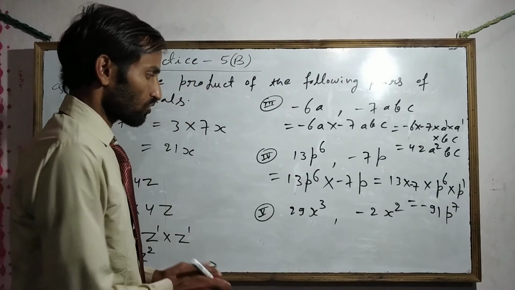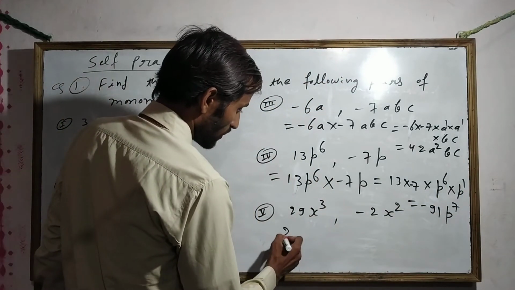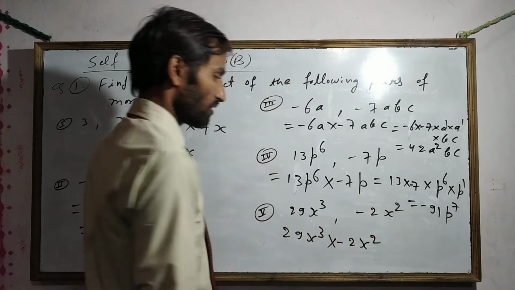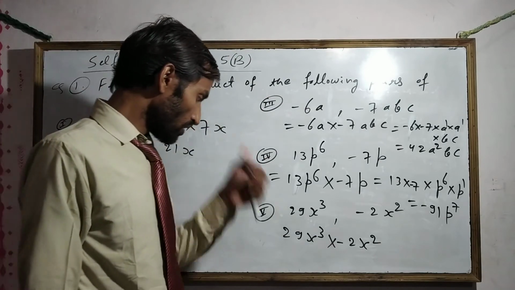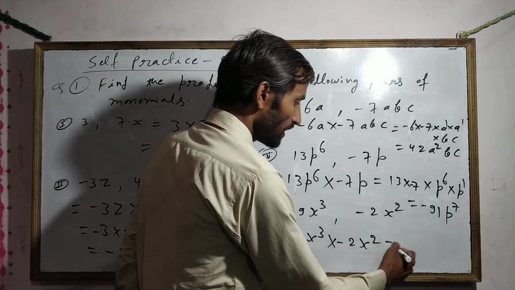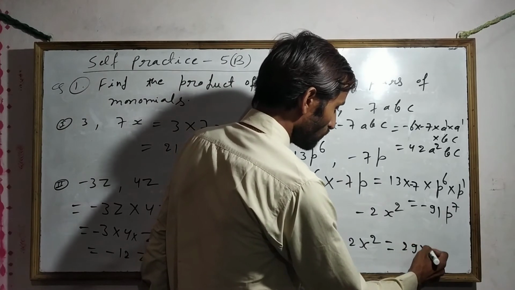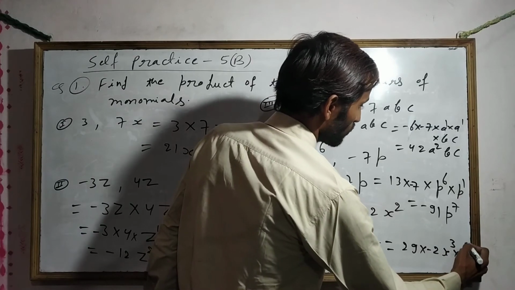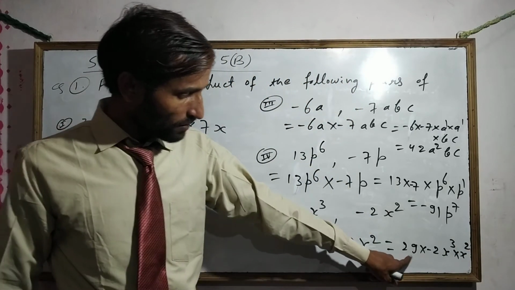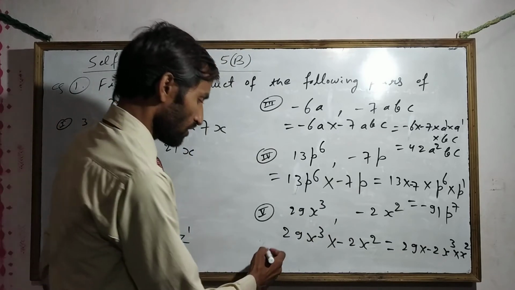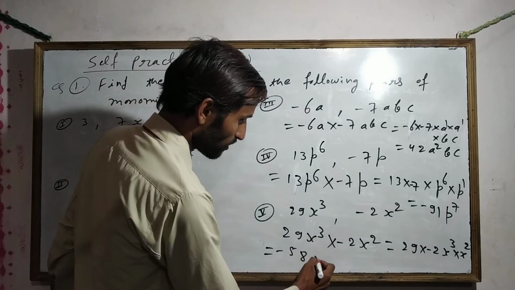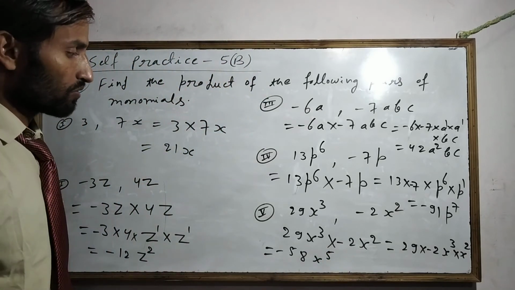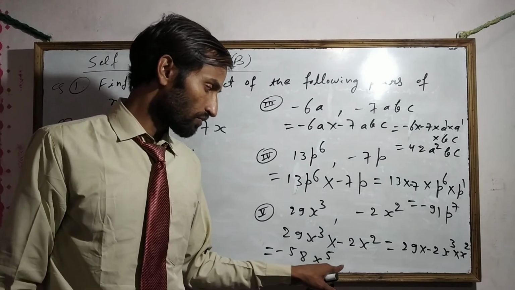Next one, 29x power 3 multiplied by -2x power 2, x square is given. Now we multiply number to number, 29 into -2, and variable to variable, x power 3 into x power 2. 29 times 2 is 58, so -58, and x power 5 will come, 3 plus 2 is 5. So the final product is -58 into x power 5.